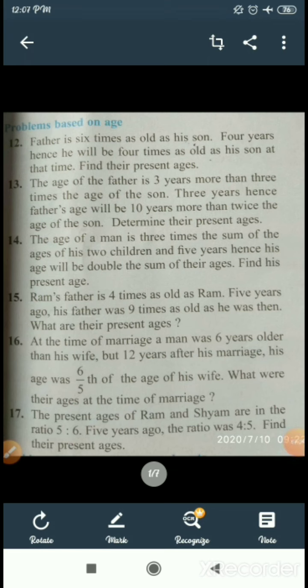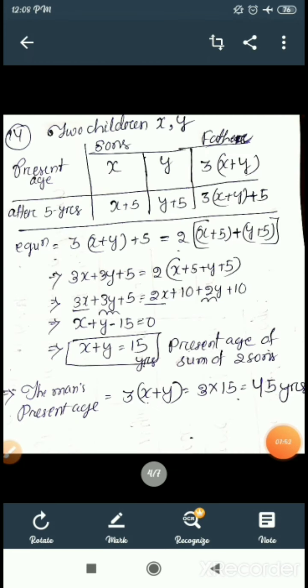Question number 14 is given: the age of a man is 3 times the sum of the ages of his 2 children, and 5 years hence his age will be double the sum of their ages. Find his present age. So have a look. Let us take the present age of the son as x.